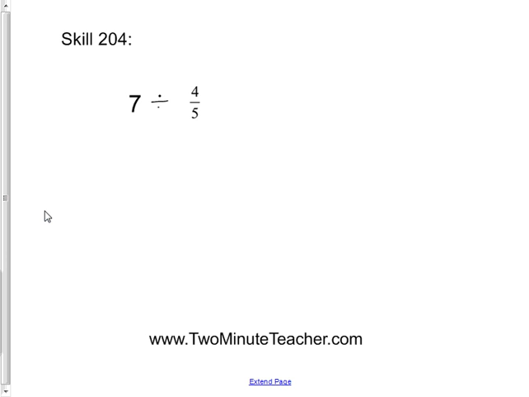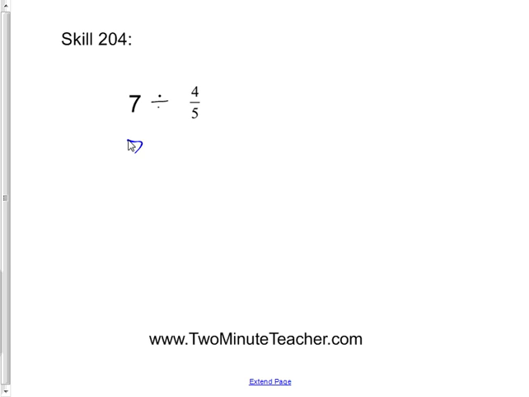Okay, for skill number 204, what we're talking about here is dividing fractions, really. But that 7 isn't a fraction, you say. Well, you can make it a fraction, and that's what you want to do. If you ever are taking a fraction and dividing by another fraction, that part's easy. It's getting them to be both in fraction form that's really important.